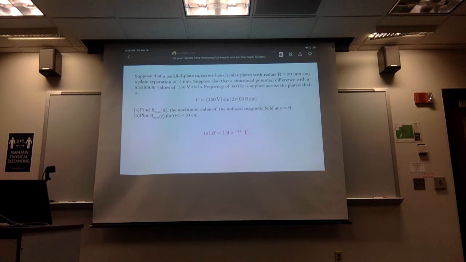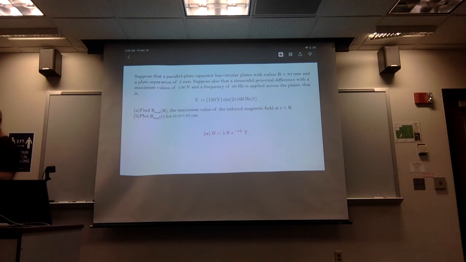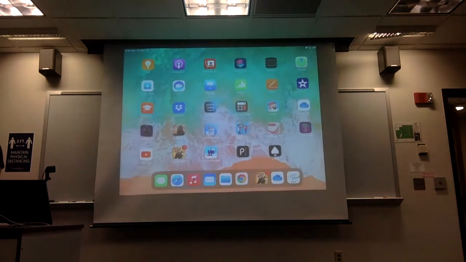So A, it wants us to find the maximum value of the magnetic field directly at the perimeter of the parallel plates, so right at the outside of them. And then finally, plot the magnetic field from any position. So I'm going from 0, actually no, we're further than even on the outside, so we're going from 0 to 10 centimeters. I guess I did it for inside the plates, but anyway, that's fine. We'll correct that today. So here's our picture.